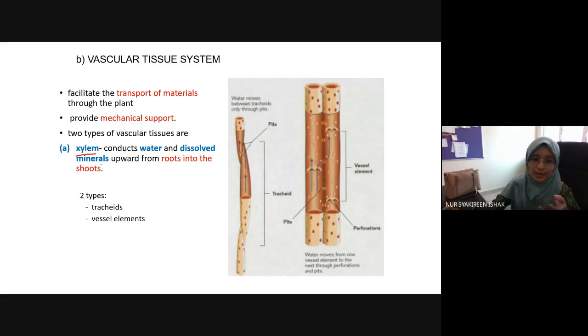Ini daripada sekolah lagi dah belajar. So xylem is to transport water and minerals, okay, from the soil. It is absorbed through the roots and then until it reaches the leaf or the shoots of the plant, okay. So it is made up of tracheids and also vessel elements, okay, tracheids and also vessel elements here.